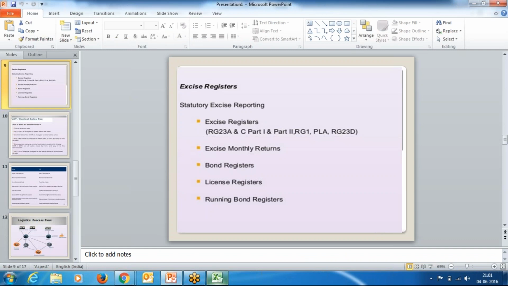Then comes your excise monthly returns, which you generally fill up. This is a statutory requirement. Then comes your bond. These are different types of registers, license registers, running bond register. Nowadays the bond registers are voided by the government of India. They are not forcing anybody to maintain the bond register because everything is more or less online now.